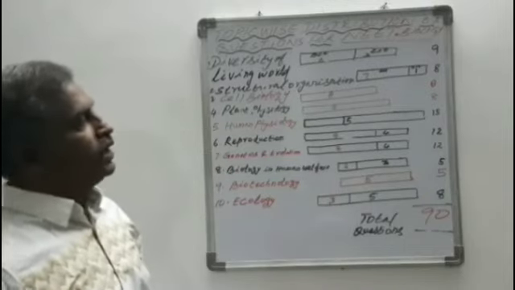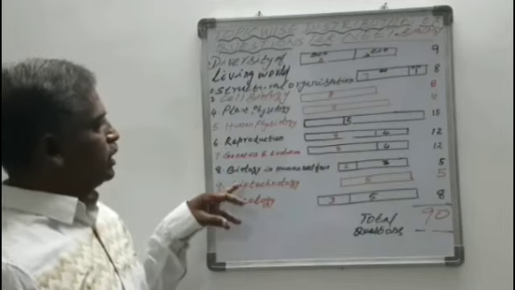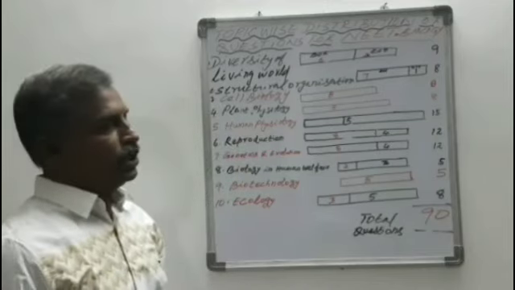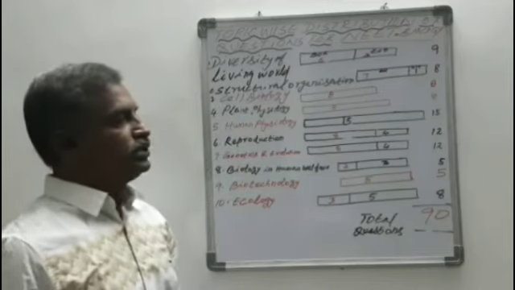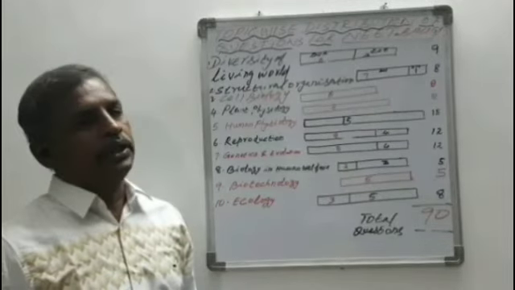So out of 10 units, these 5 units are very important units: ecology, biotechnology, genetics and evolution, human physiology and cell biology. You should give more importance to these 5 units. You can get more than 300 plus marks in NEET biology.